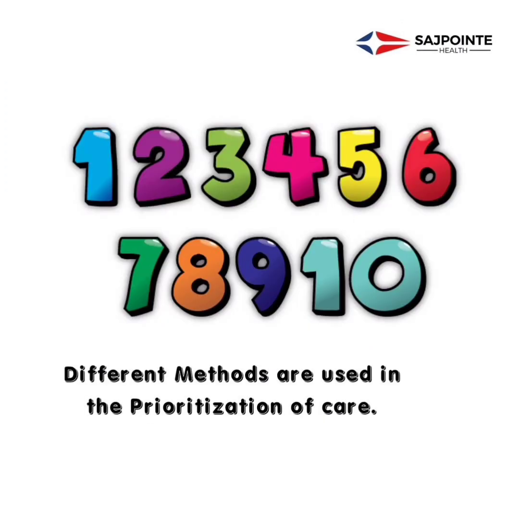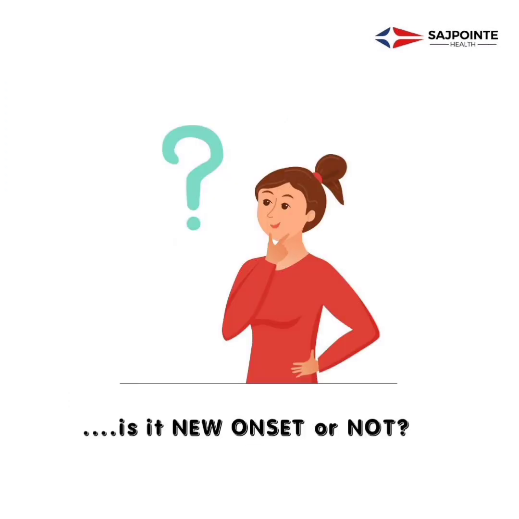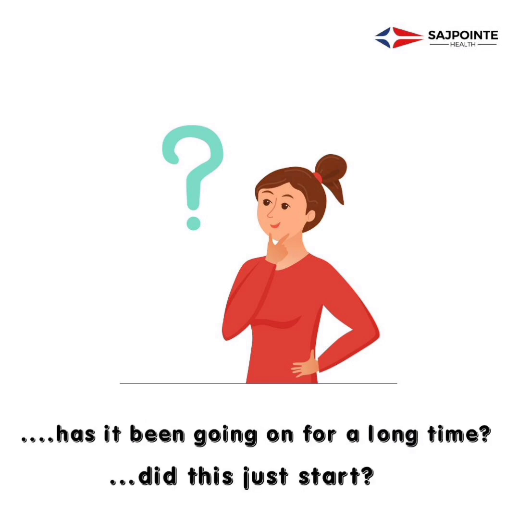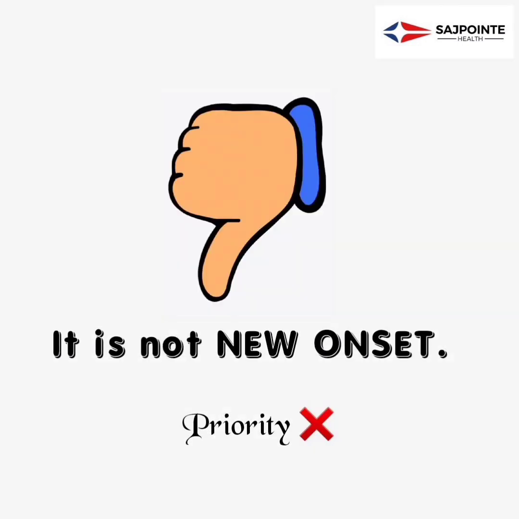There are different methods used in prioritization of care. Number one is the chronic or acute method. You ask yourself, is it new onset or not? Has it been going on for months, for weeks, for days, or did the symptom just start now, about a minute ago or hours ago? This question matters. If it's new onset, it just started, I definitely would be bothered. That care would be priority on my list. It could be life-threatening, as opposed to symptoms that have been ongoing for weeks, for months, that are basically chronic.